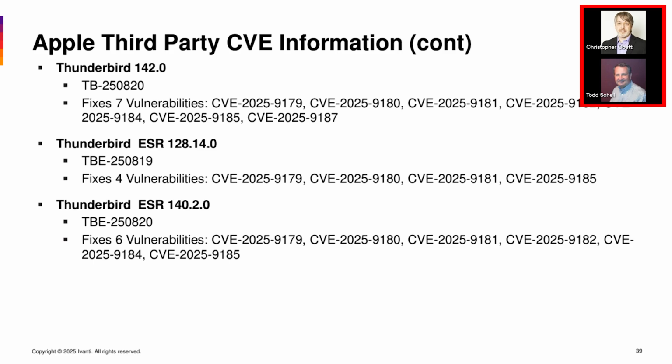So quite a bit of activity throughout the month. We did see a couple of 0 days, as Chris mentioned, as well as the usual third-party application updates. So that is a summary of what happened throughout the month.